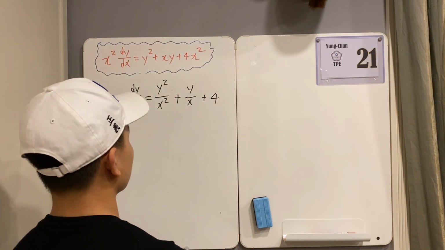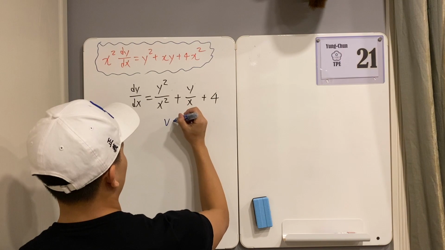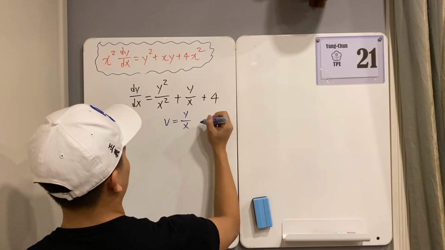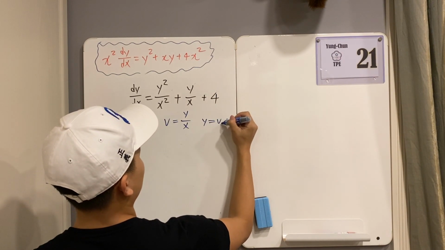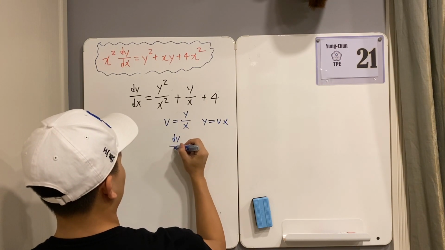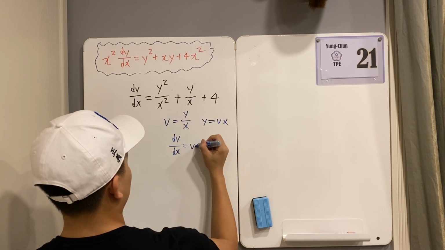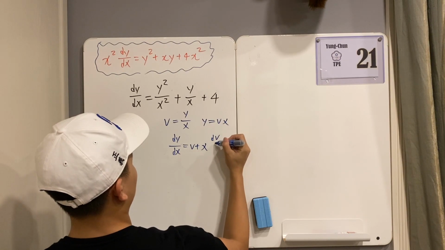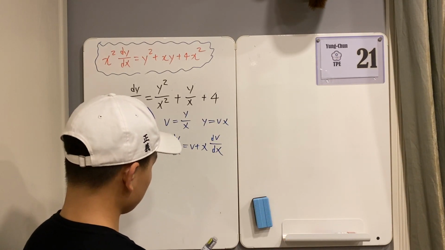Now we're going to introduce a new parameter called v, which is equal to y divided by x. And now we're going to use implicit differentiation to obtain that dy/dx is equal to v plus x times dv/dx.